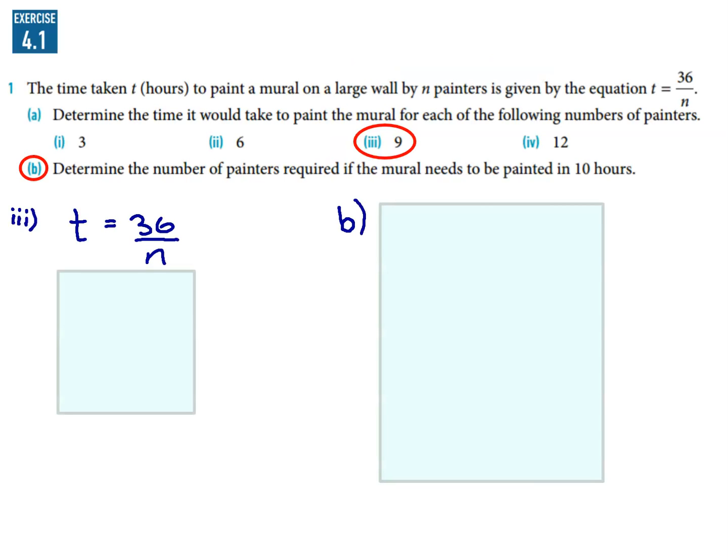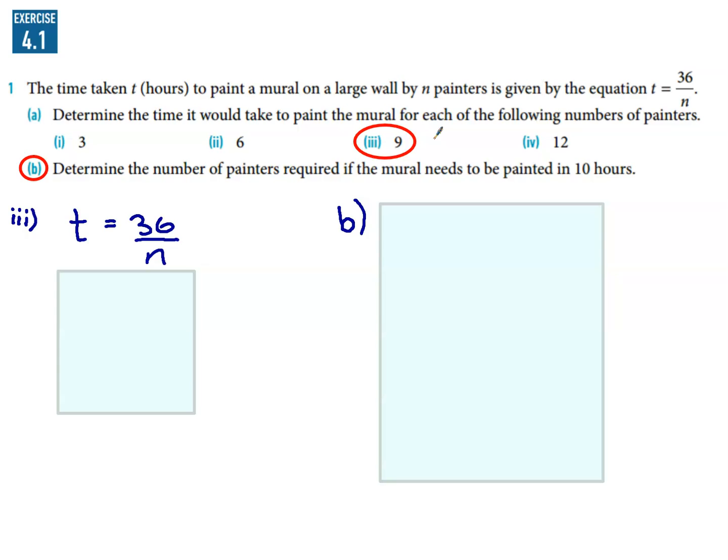Let's have a look at a few questions. You're not going to find these particularly difficult. The time taken to paint a mural on a large wall by n painters is given by the equation t equals 36 on n. If you have 9 painters, how long is it going to take to paint?